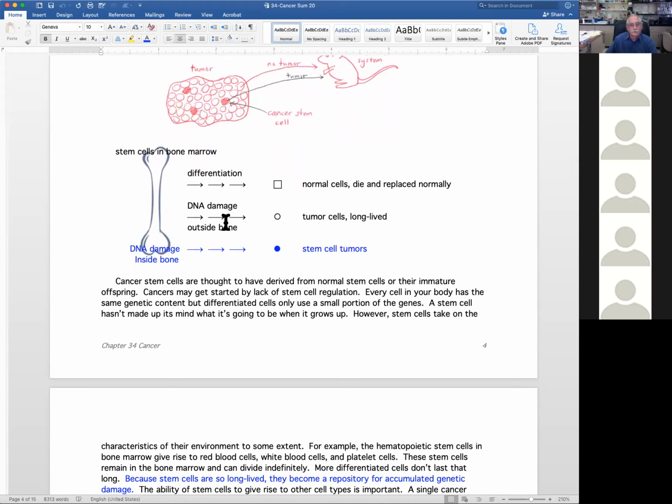So anyway, I just drew this. I was trying to figure it out myself. So if you take a normal cell, once it differentiates, those are normal cells, they die and replace normally. If you get DNA damage outside the bone, you create tumor cells. Those could be long-lived. But if you get DNA damage inside the bone, and then it goes through the process, that is what could be giving rise to cancer stem cells. Okay.